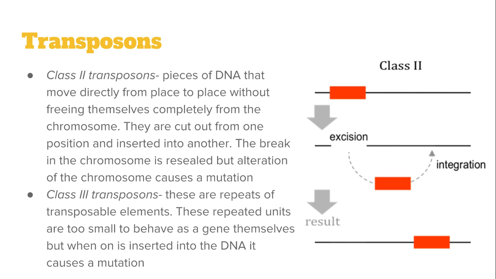The second are class 2 transposons, and these are pieces of DNA that can move from place to place without freeing themselves completely from the chromosome. They are cut out from one position and inserted into another, and this can cause a mutation in the chromosome because it is in fact changing the structure of that DNA.